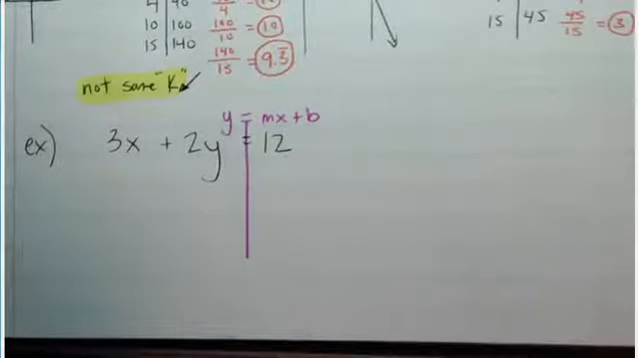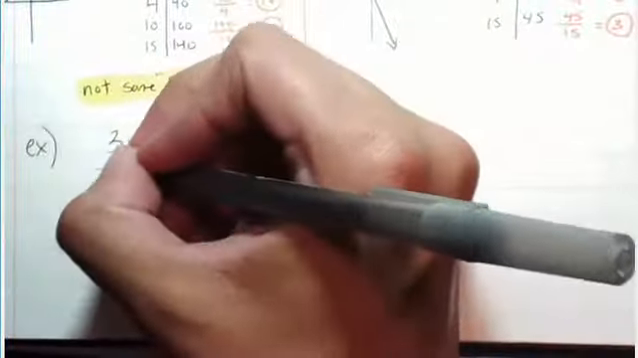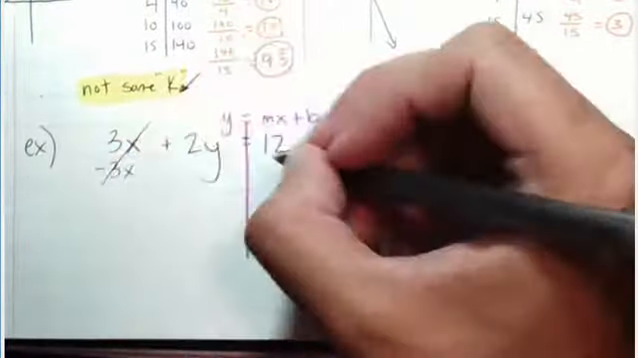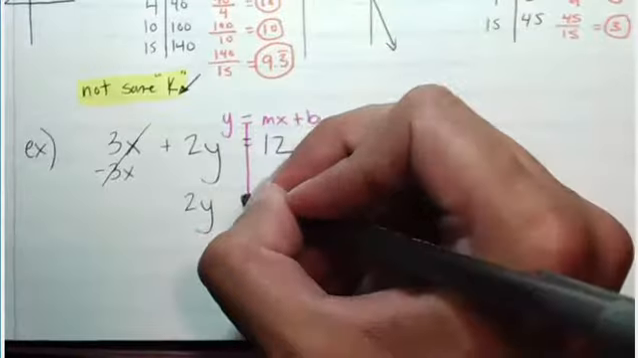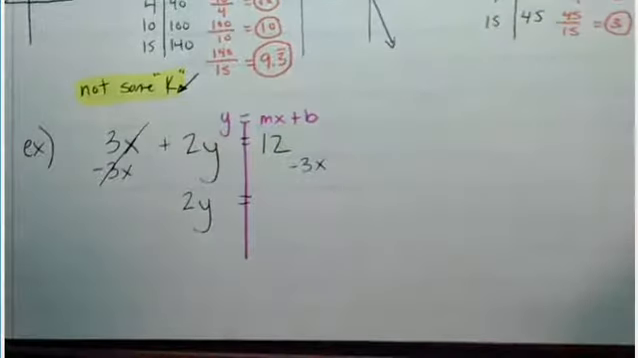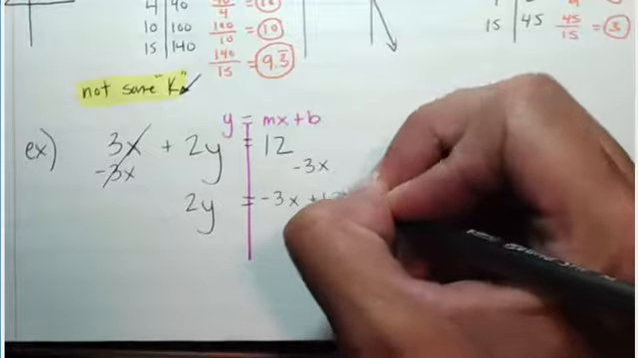So to get y by itself on the left, let's get rid of this 3x. I'm going to take away 3x on both sides, which leaves me with 2y equals negative 3x plus 12.